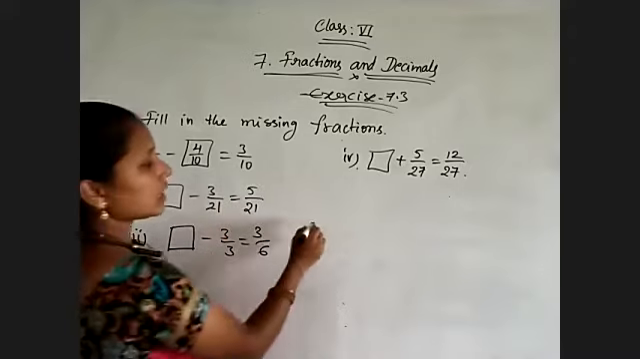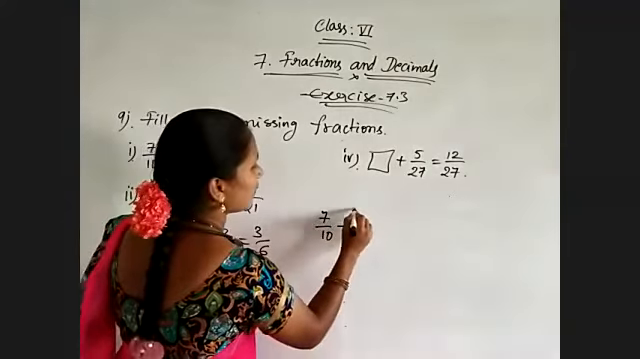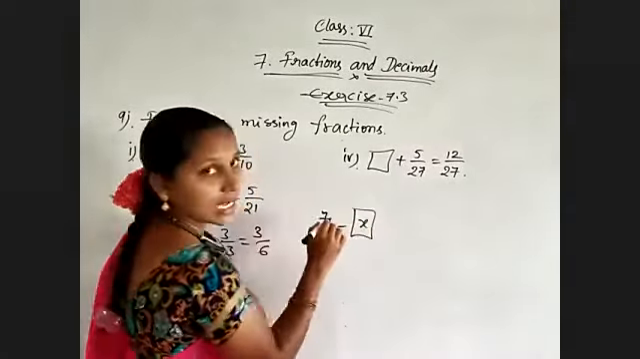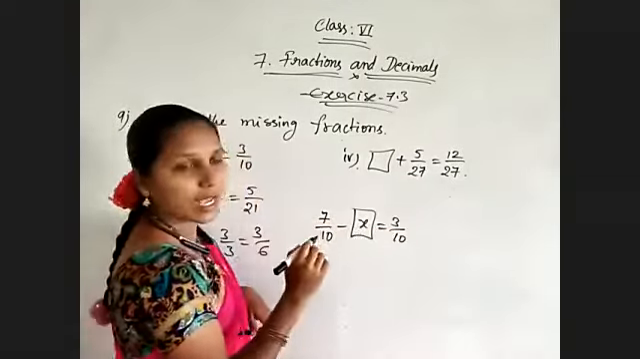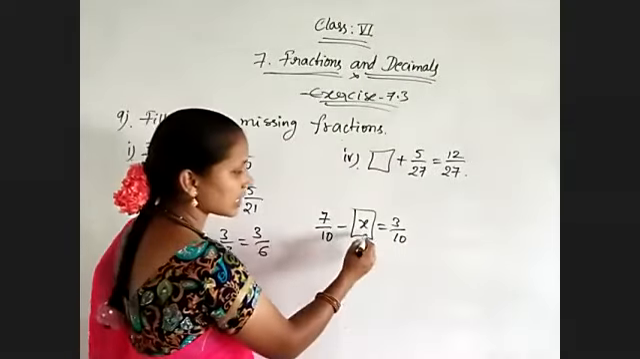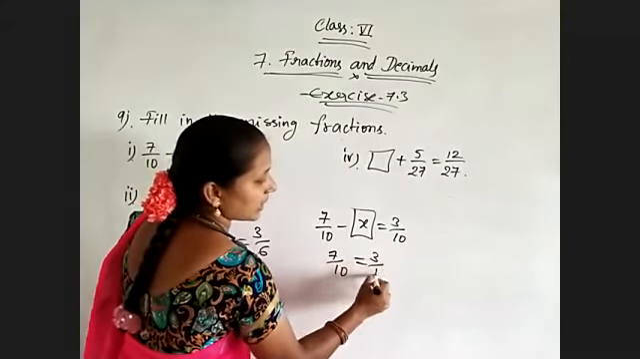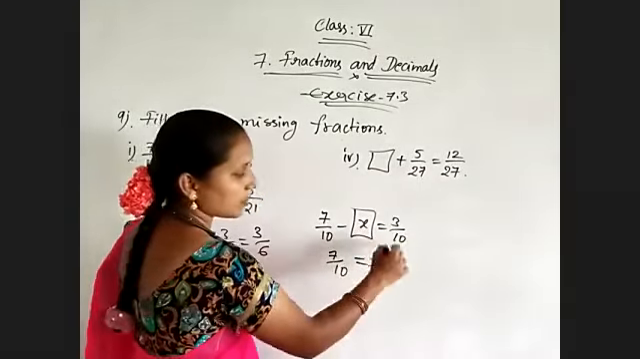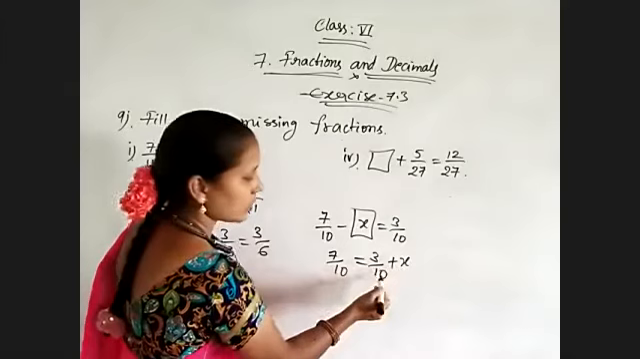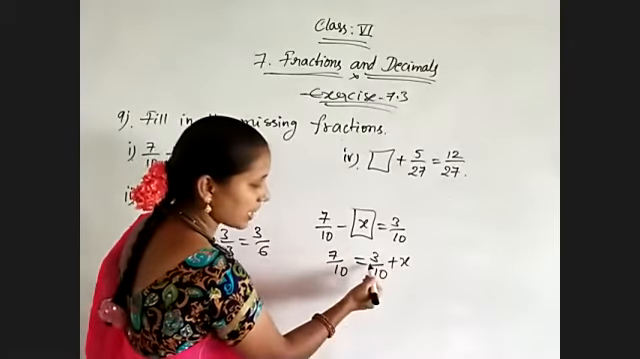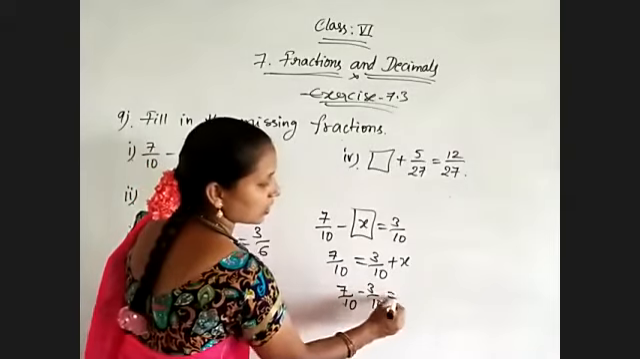Otherwise, we can do it in another method also. Just observe: 7 by 10 minus, we don't know what is there. So I am taking it as x, is equal to 3 by 10. Now I want to find the x value, but here I have minus x, so bring it to this side. Then 7 by 10 is equal to 3 by 10 plus x. The 3 by 10 is extra, and by bringing it to this side it becomes minus: 7 by 10 minus 3 by 10 is equal to x.